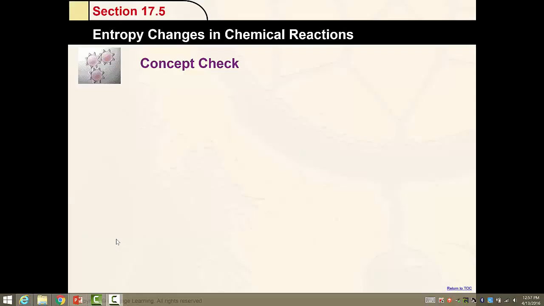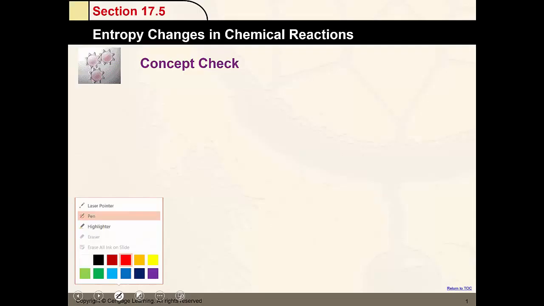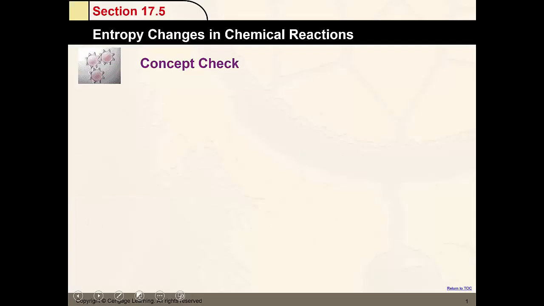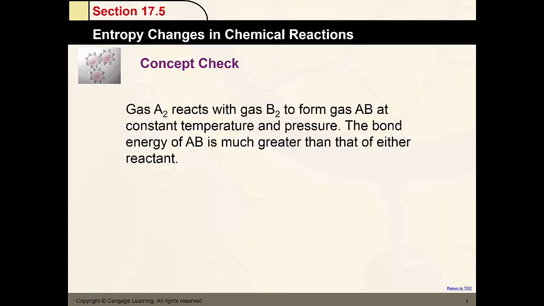And we're back. Today we're going to talk about, once again, free energy and entropy in chemical reactions. And we're going to do that by looking over a couple of examples. So let's say we have the following reaction. Gas A2, a diatomic molecule, reacts with gas B2, another diatomic molecule, to produce gas AB.